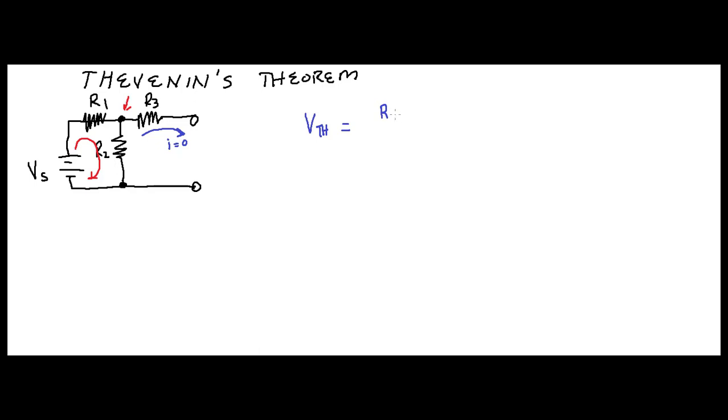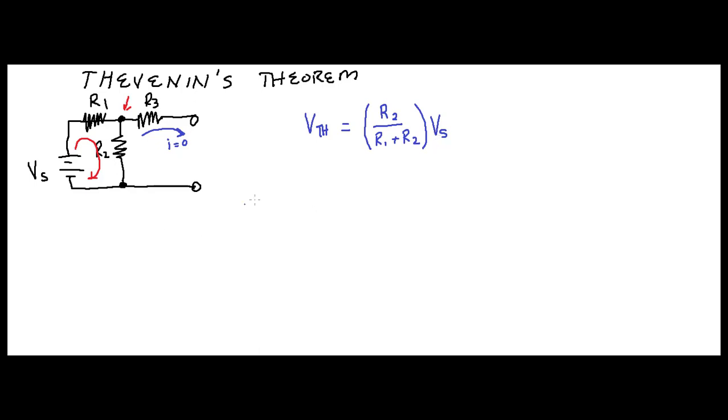But I'll tell you, it's going to be R2 divided by R1 plus R2, right? And this is going to be times VS. It's basically a voltage divider, right? So that's going to be the first one for VTH.